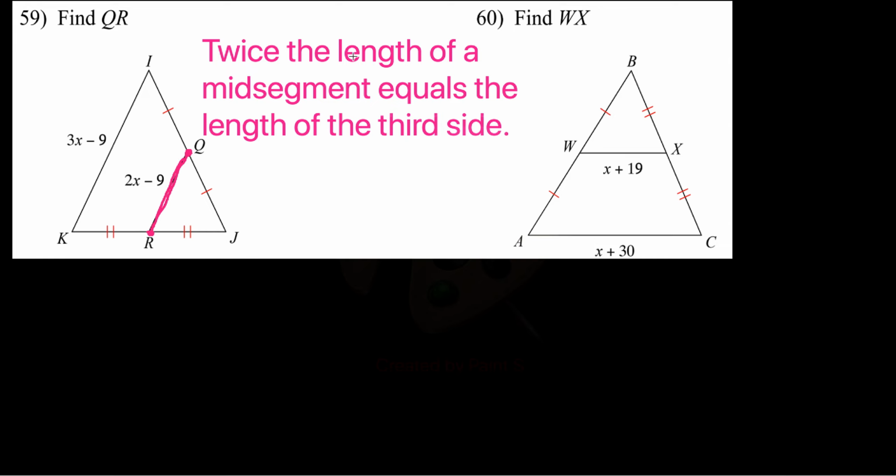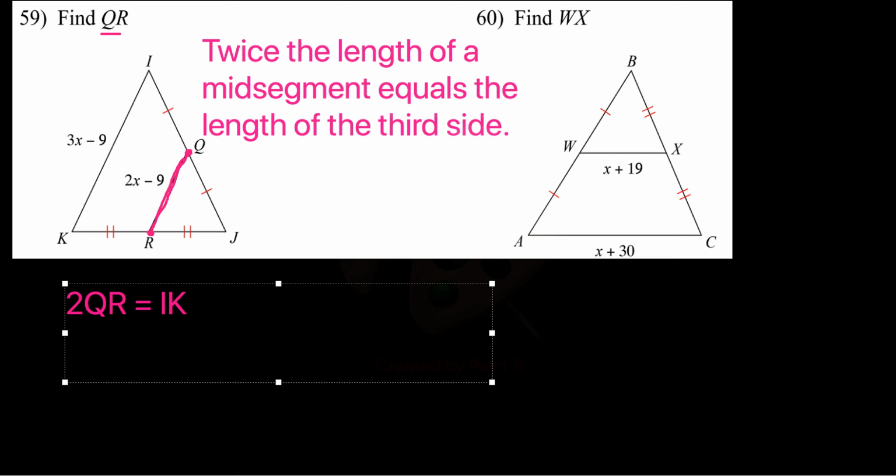The theorem also has another part which says that the mid-segment is parallel to the third side, but we'll just use this part. That's all we need in order to answer what the length of QR is in this case. So we need to use this fact. Basically what that says is that twice the length of QR, so 2 times QR, is equal to IK, that third side. And that algebraically is 2 times (2x minus 9) equals 3x minus 9.